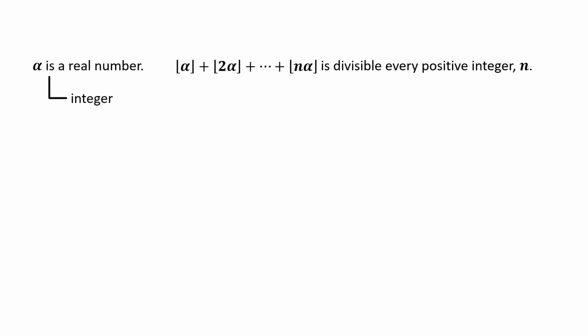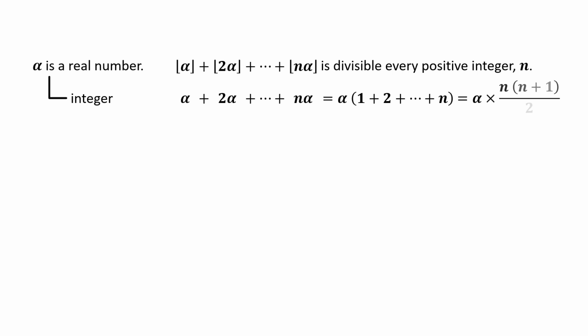When alpha is an integer, we can remove the floor function as it rounds the decimal part. This can be written as the sum of alpha, 2 alpha, up to n alpha. Factorize alpha to get alpha times the sum of integers from 1 to n. The triangular sum in the bracket is the same as n times n plus 1 over 2.